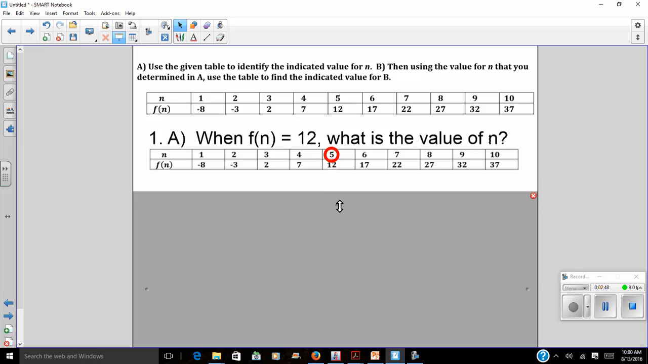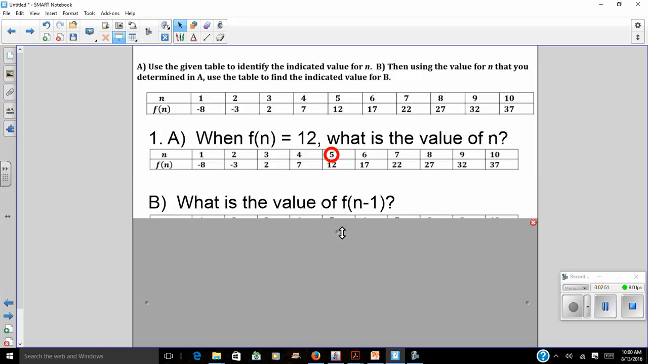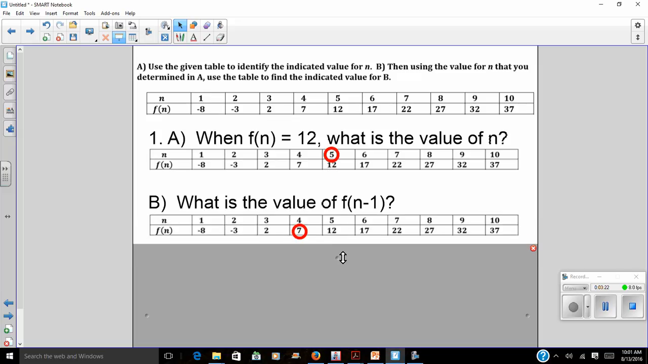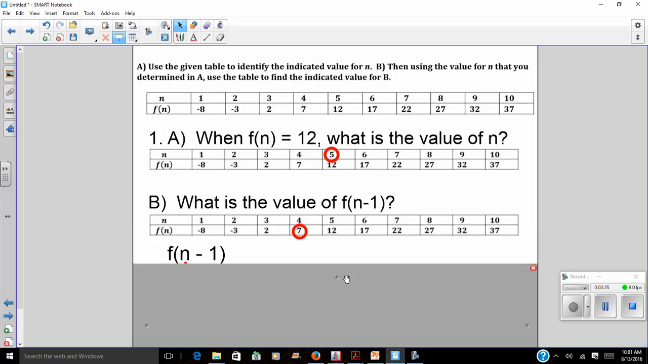Now part B, a little more complex because they're throwing at us this notation: what is the value of f of n minus 1? Remember the instructions for part B, I'm going to go back and read them again. Then, using the value for n that you determined in A, which we got 5, we want to use the table to find the indicated value for B. So we have the value for n right now, and we have to use it in this f of n minus 1 in order to find f of n minus 1.